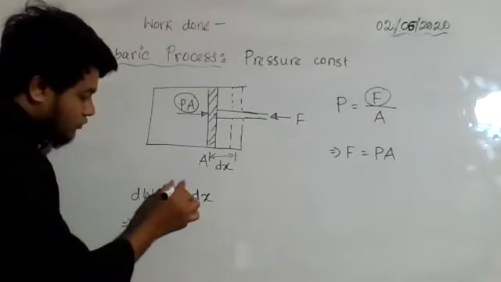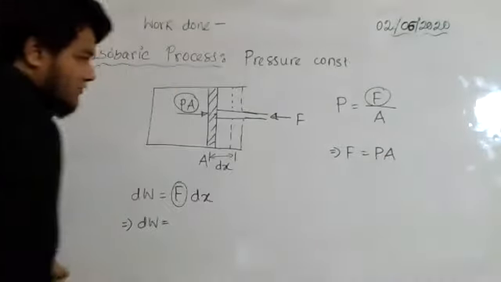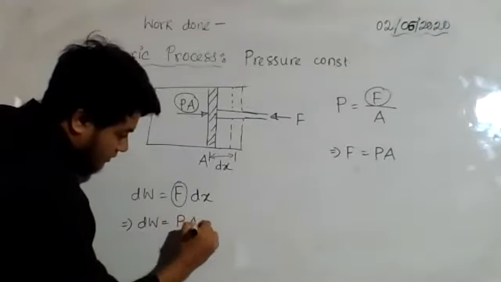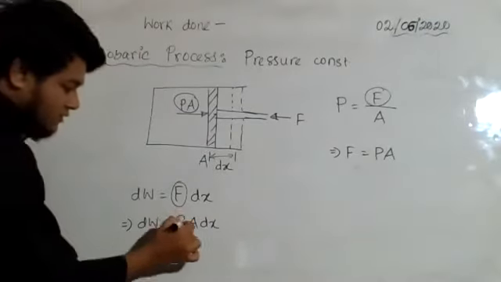So here what we can see, dw is equal to force. Now force is equal to P into A, right? F equal to P into A, into dx.